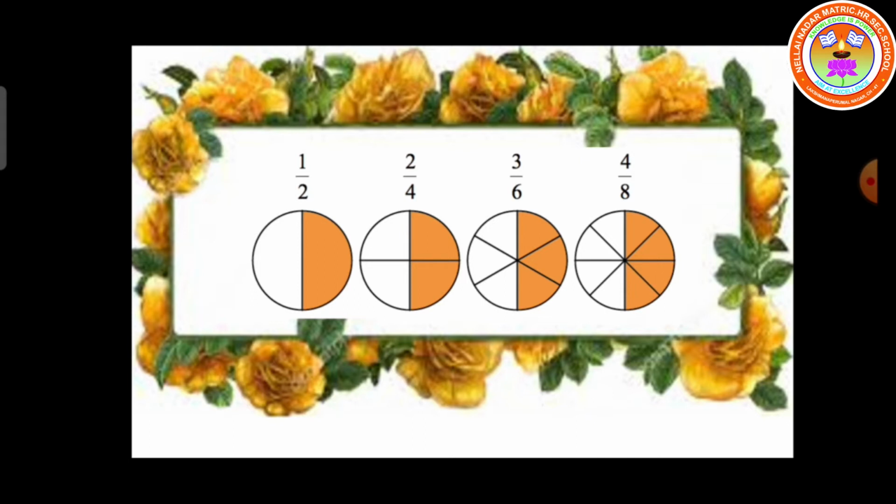See, in the first figure, half of the circle is shaded. When you take the second figure, it is also divided into 4 equal parts, but 2 parts are shaded. So it is half of the circle. Then see the third figure. Out of 6 parts, 3 parts are shaded. So it is half again. See the fourth figure. Out of 8 parts, 4 parts are shaded. So in all the figures, half of the parts are shaded. So we can say these fractions are equivalent fractions.